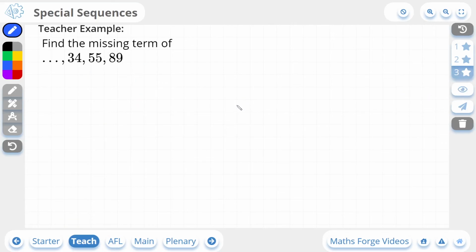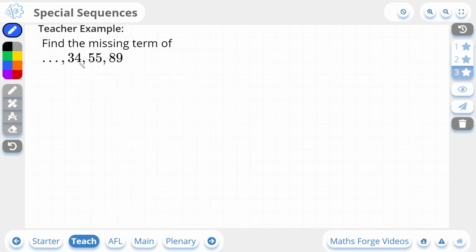We will do another 3-star example. Here I can see that we're definitely not dealing with square numbers, as none of these numbers are square numbers, nor are they cube numbers. So it's either the Fibonacci sequence or triangular numbers. If I test to see whether they're triangular numbers or not, from 34 to 55, we add 11. And from 55 to 89, we add 34. So this is definitely not the triangular numbers.